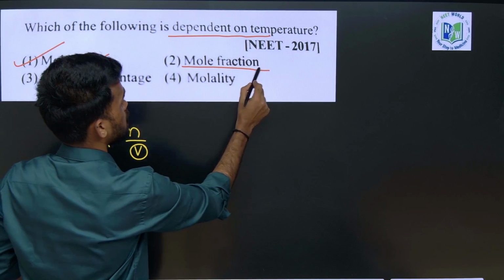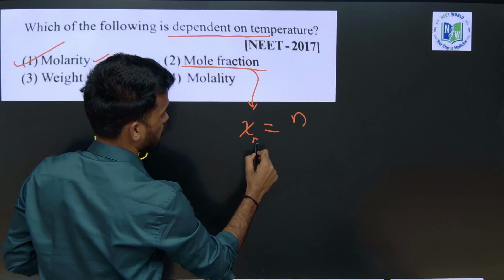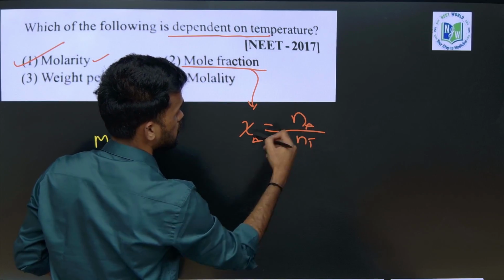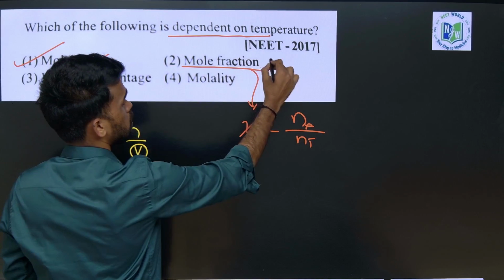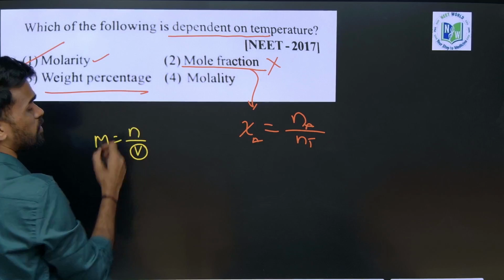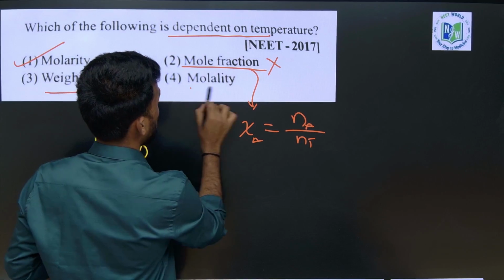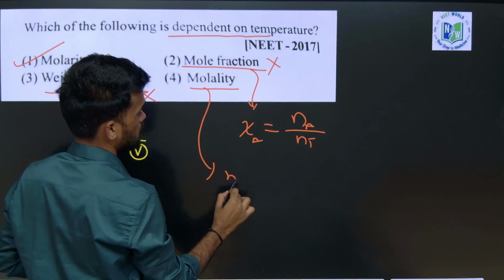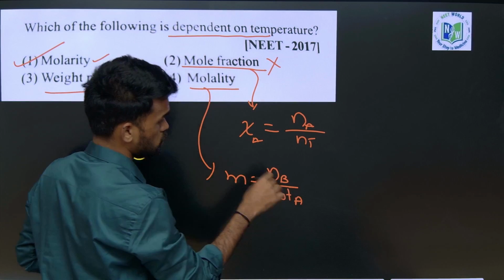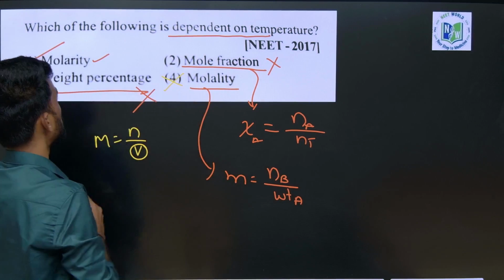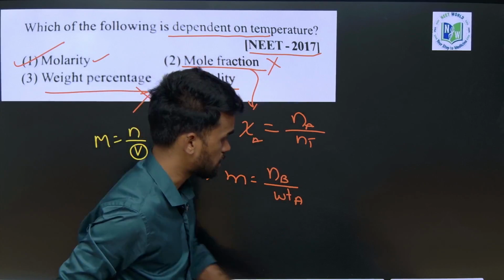Okay, now what about mole fraction? Mole fraction will not depend, because mole fraction of A can be written as Na by N total. So there is no use of a volume term in this particular expression. So this is independent. Similarly, weight percentage also will not depend on temperature. What about molality? Molality can be written as nB by weight of A, I told you. So there is no volume term. This will also not depend upon temperature. So only option 1 is correct. This is a previously asked NEET question.